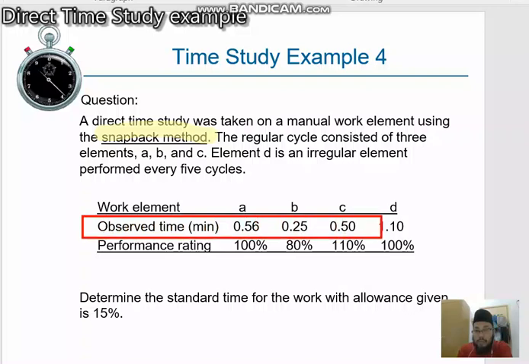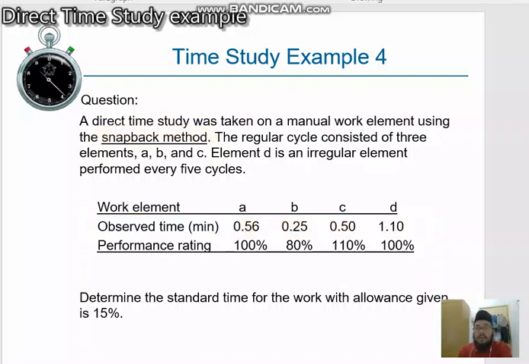Again, what do we mean by snapback method? We can see that here in the observation time. In the snapback method, the time will reset back to 0 for each element. So the data here, for example for element A, 1.56 minutes is specific for A. 0.25 is specific for B. 0.5 minutes is specific for element C, and 1.1 minutes is the specific time for element D. Again, because in the snapback method, the time is set back to 0 in each element.